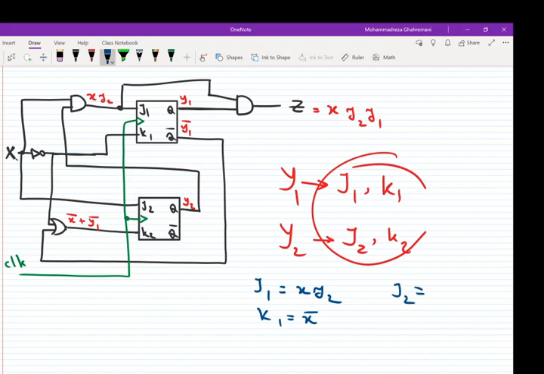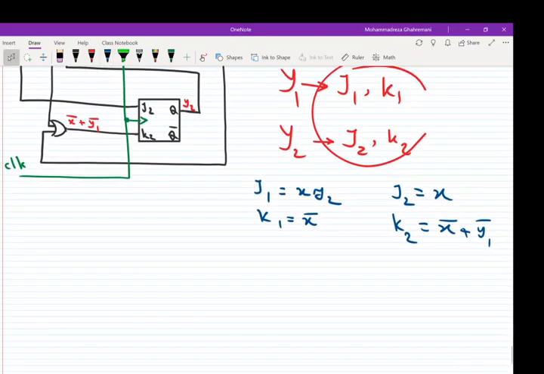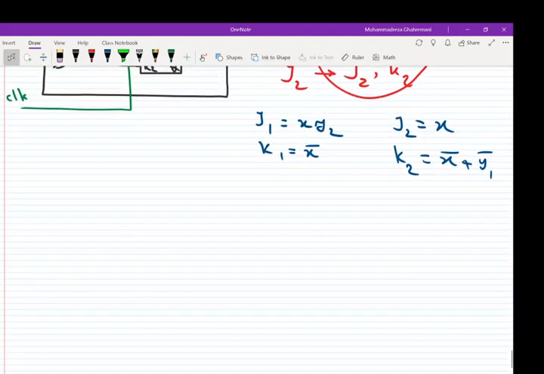J2 is X. K2 is X bar plus Y1 bar. Now that we have these equations, we don't want to do a timing diagram at this moment, so we need to find the state table.